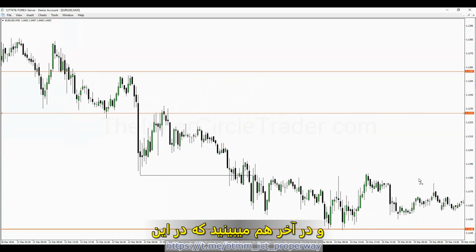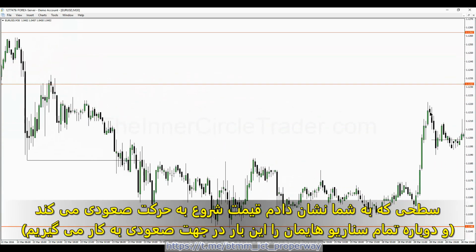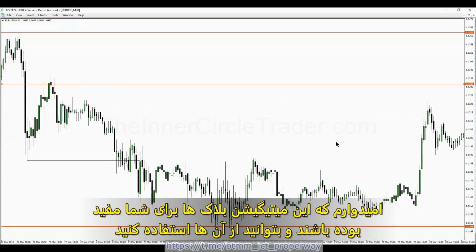Then ultimately, I'll give you a view of what took place. Price eventually started to move back up. So hopefully this has helped you with mitigation blocks.